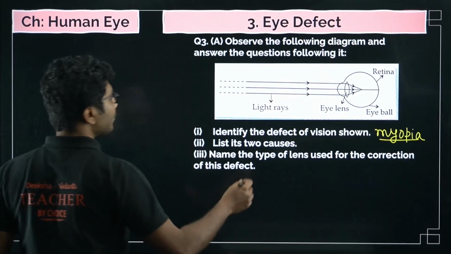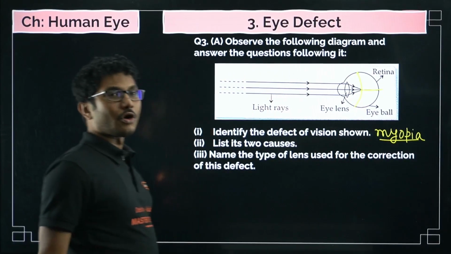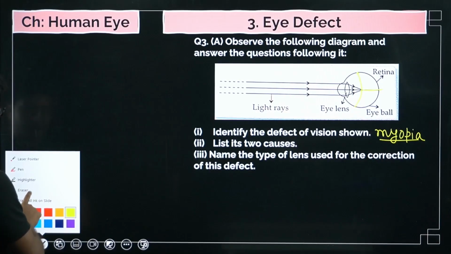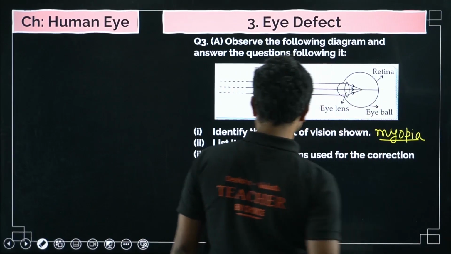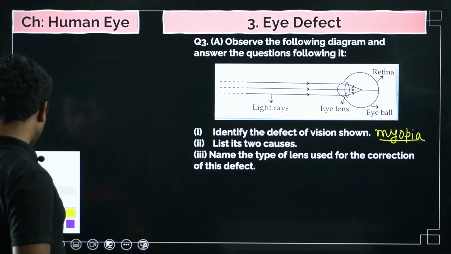And one more reason is that your eyes are elongated. So previously, suppose your eyes were here, now it is elongated, so they are no longer forming on the retina. Okay, so that could be the other reason of the myopia. Okay, name the type of lens used for the correction of this defect. What type of lens you will use?